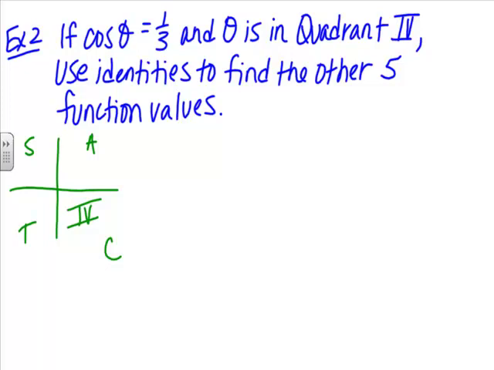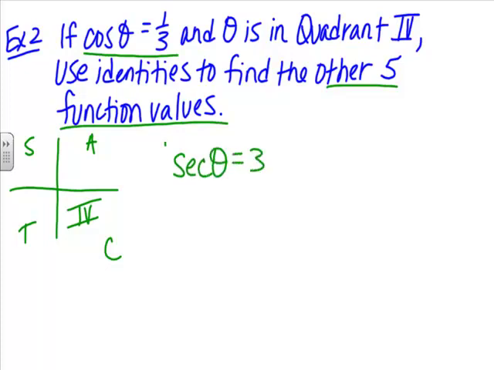Now, if someone asks me to find all the other 5 function values, I usually do the easiest thing first, and I say, okay, if you're going to tell me the cos of theta is a third, then I'm going to tell you that the sec of theta is its reciprocal. So 1 over 3, flip it, 3 over 1. So the sec of theta is 3. And that kind of gets me started, and it just feels like, oh, I could do that.